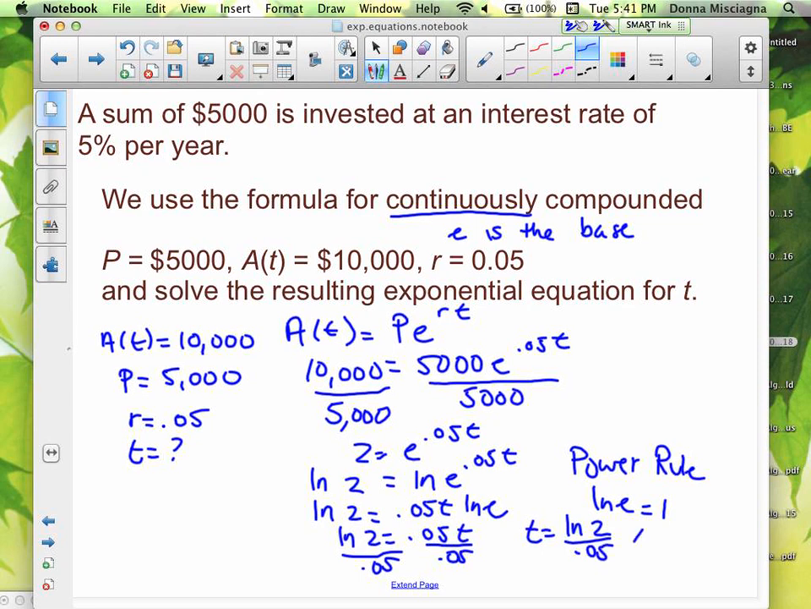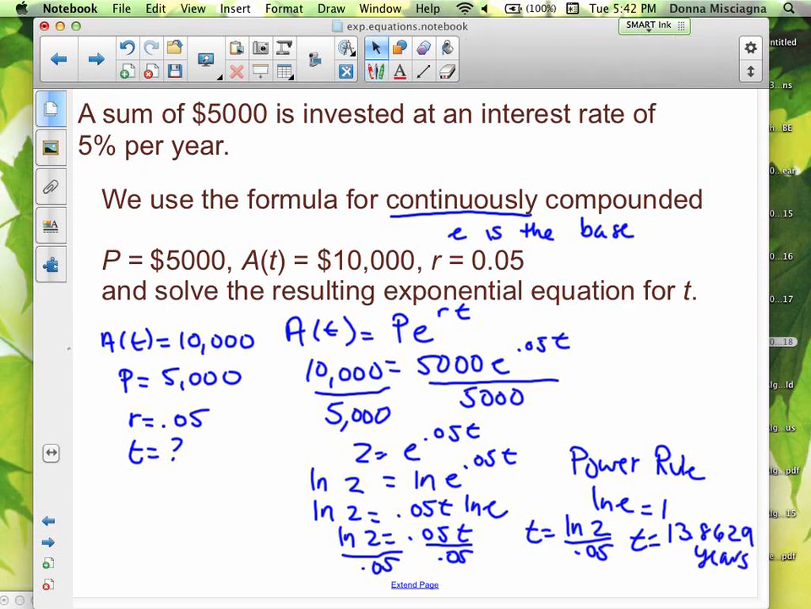But maybe you want to have a more common answer. All right, so if we take natural log of 2 and we divide that by 0.05, it'll take us 13.8629 years. Okay, so notice it's going to take us less time because your money was compounded continuously. You got interest all the way through, not just at the end of the compounding period. And that's all there is to this problem.